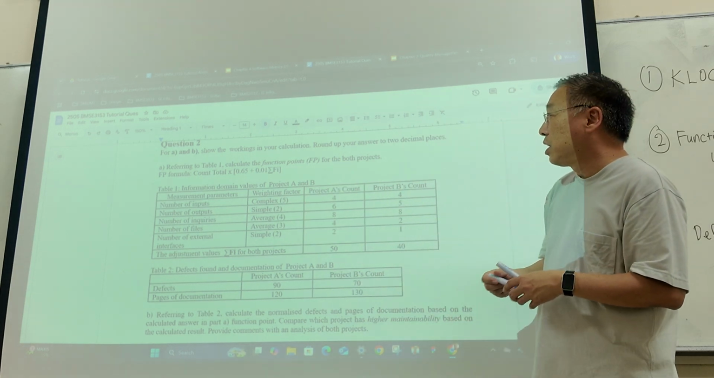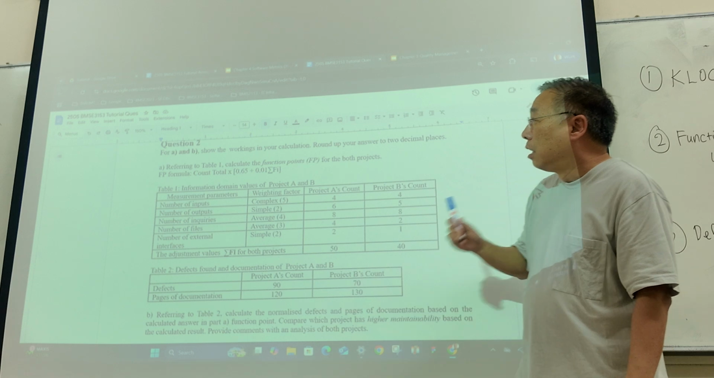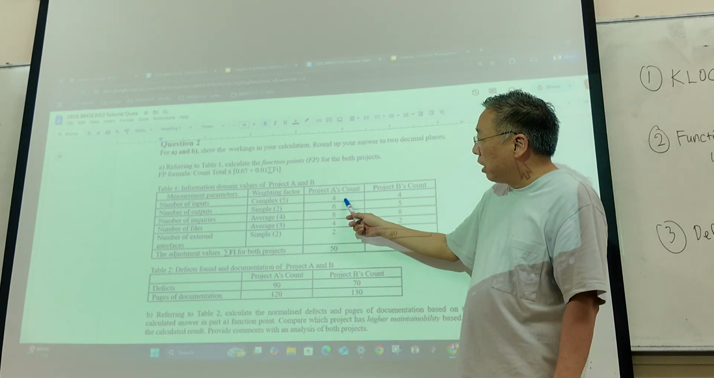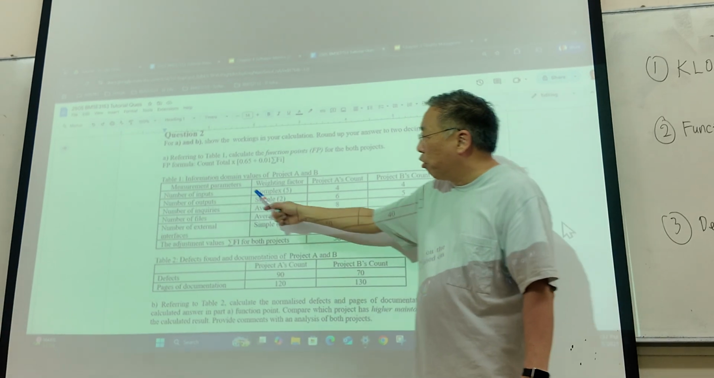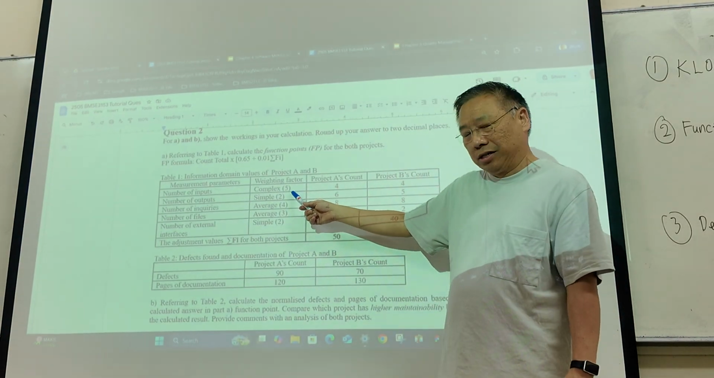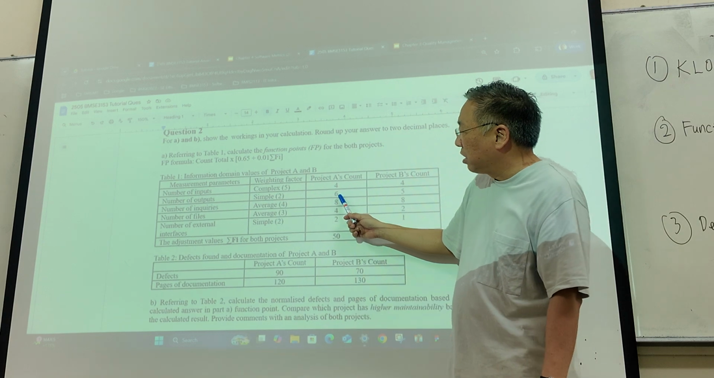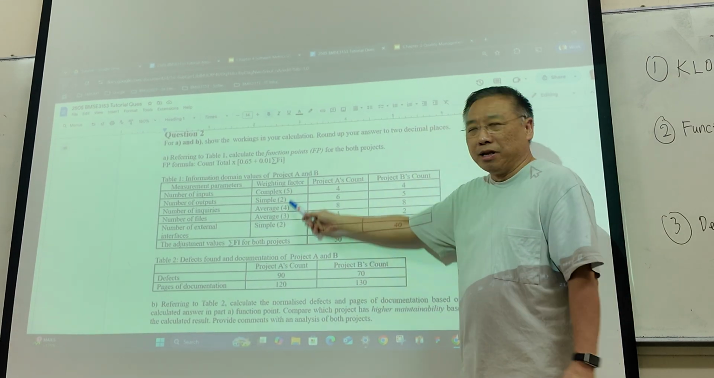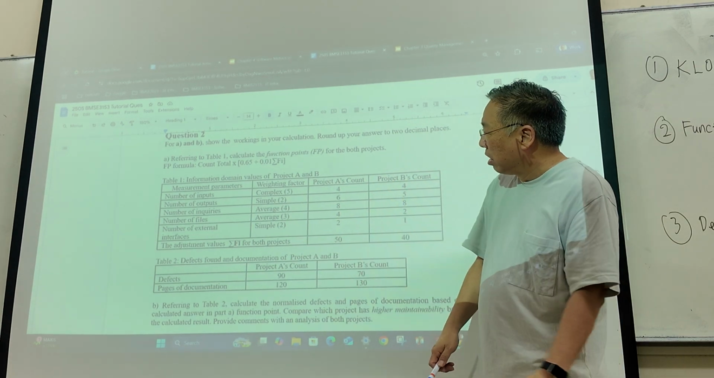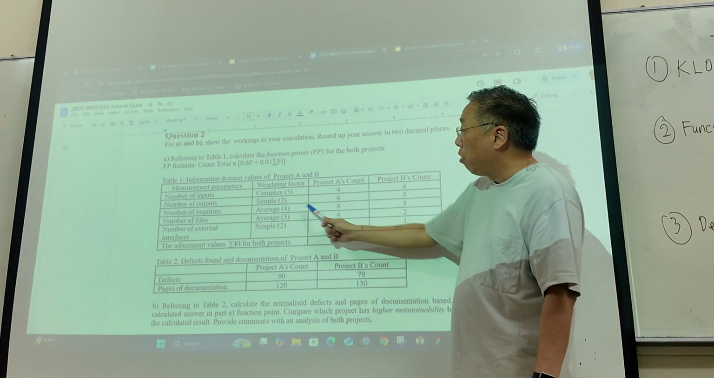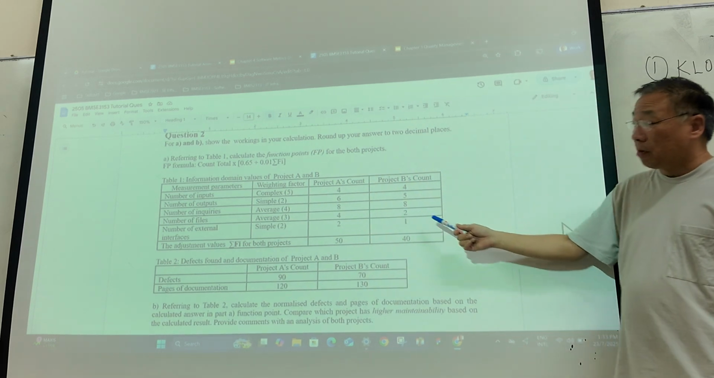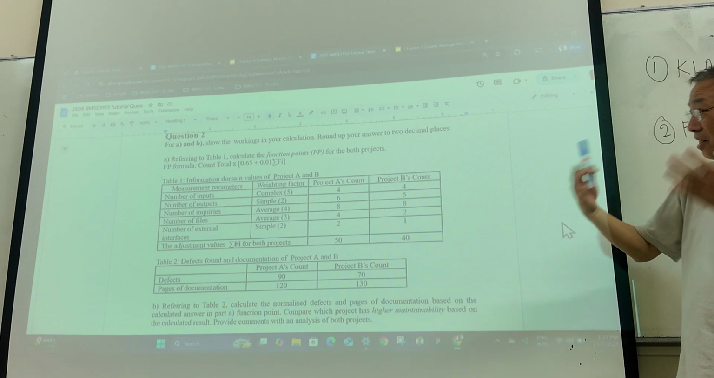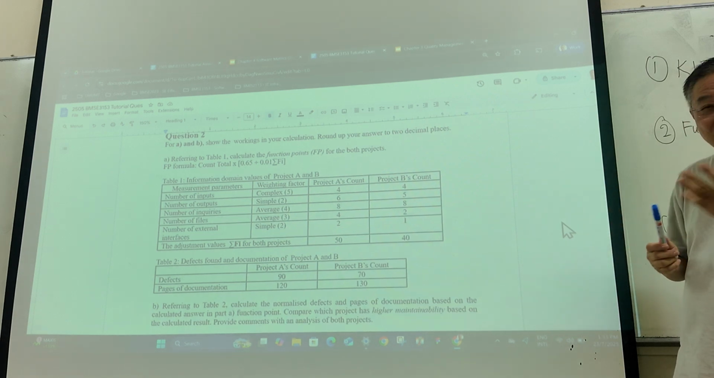Okay? So in this case, they have counted everything and found that in project A, there are 4 input fields which are considered complex. There are 6 outputs which are considered simple. Of course, they put the number very small, it can be very big, and so on and so forth. And they did it for project B as well. And this is another new variable that you will have to remember.